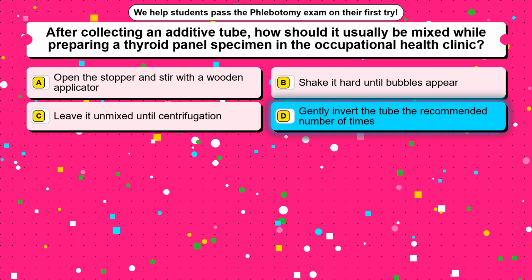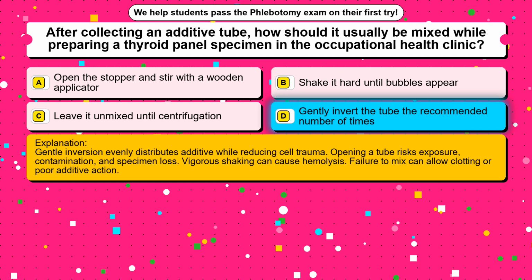The correct answer is option D. Gently invert the tube the recommended number of times. Gentle inversion evenly distributes additive while reducing cell trauma. Opening a tube risks exposure, contamination, and specimen loss. Vigorous shaking can cause hemolysis. Failure to mix can allow clotting or poor additive action.